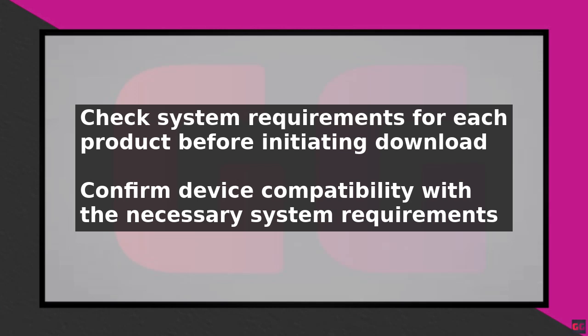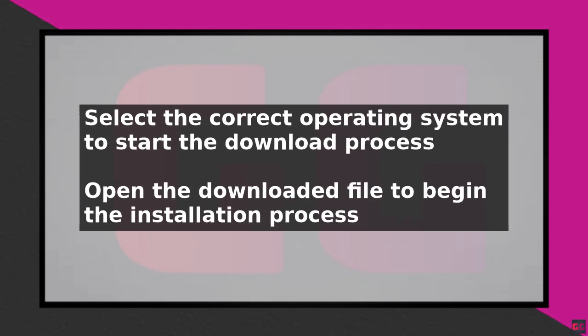Once you've confirmed that your device meets the necessary requirements, you can proceed to download the desired product by selecting the correct operating system, such as Windows or Mac. The download will start automatically, and once it's complete, you can open the file and begin the installation process. By following these steps, you should be able to successfully download and install Topaz AI on your PC or laptop.